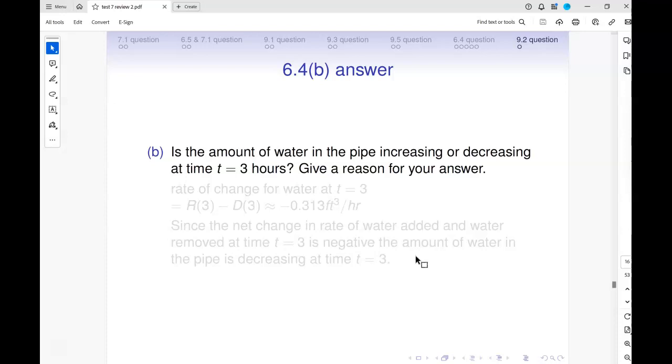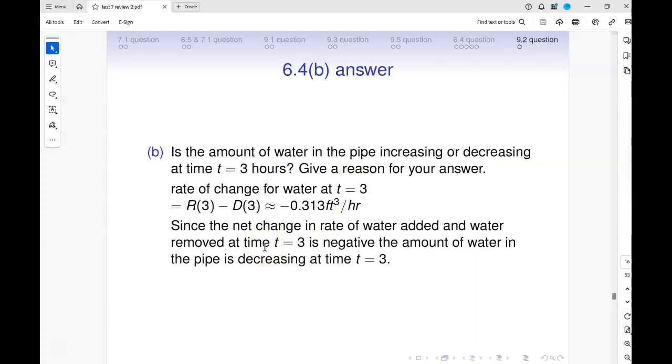All right. Amount of water in the pipe increasing or decreasing at time t equals 3. Well, the rate of change for the water at time 3 is just the difference in R and D, right? Because R is the water coming in, D is the water going out. So I'm just going to calculate R of 3 minus D of 3. And since that's a negative rate of change in our water, it just means that the volume should be decreasing. We're losing water faster than we're gaining it at time t equals 3.